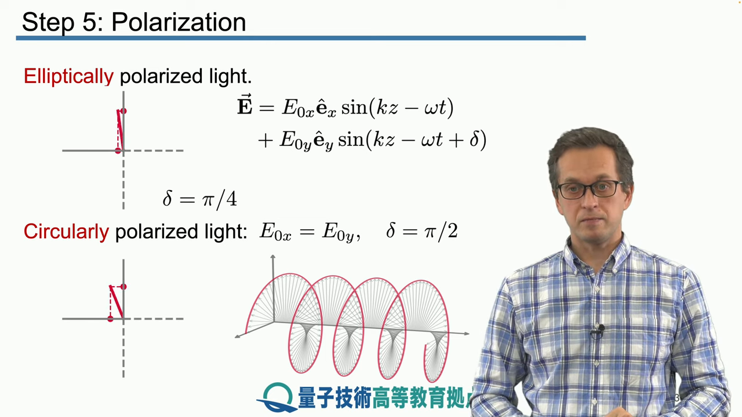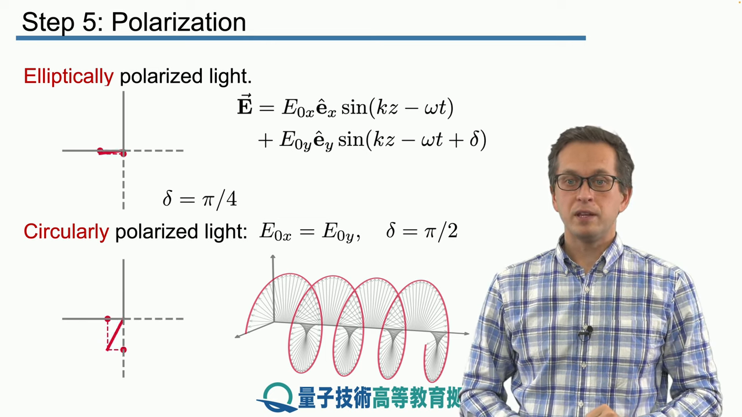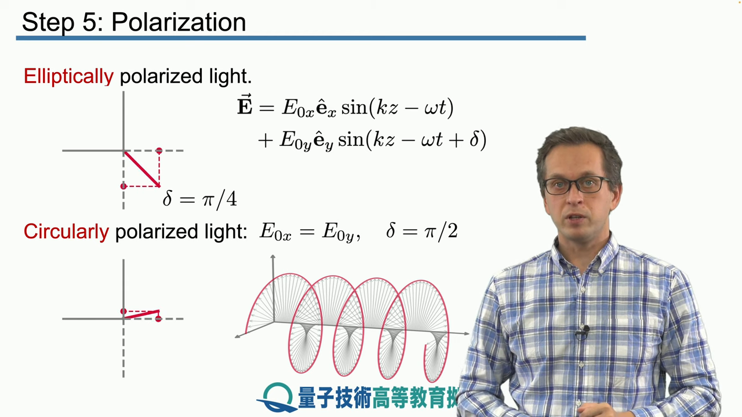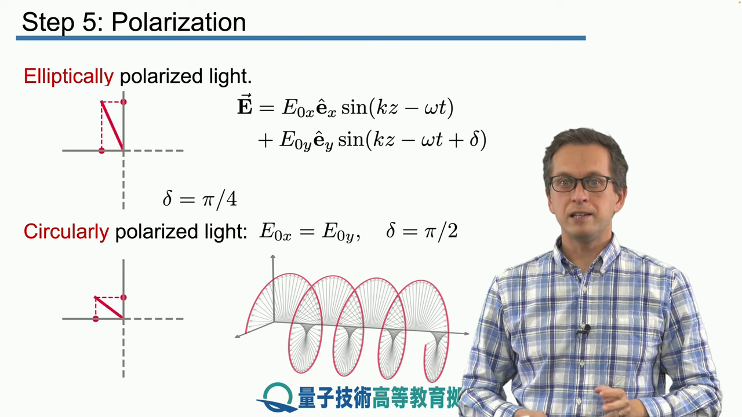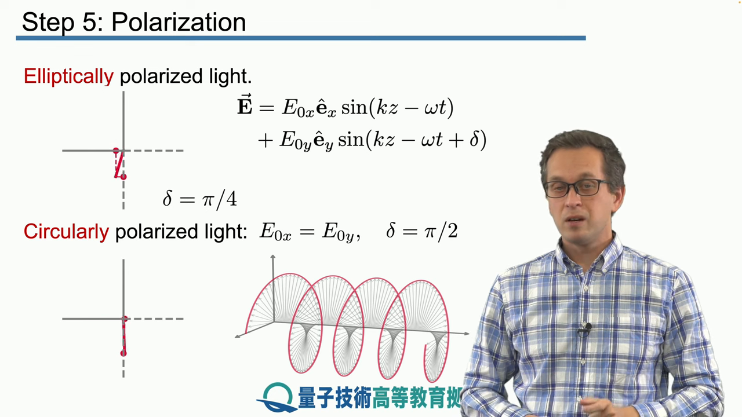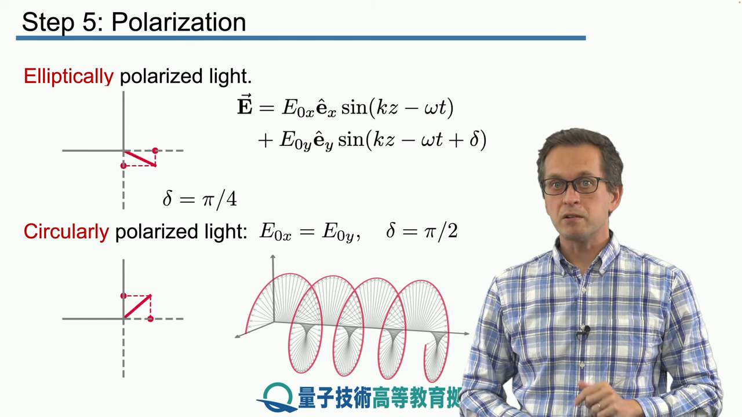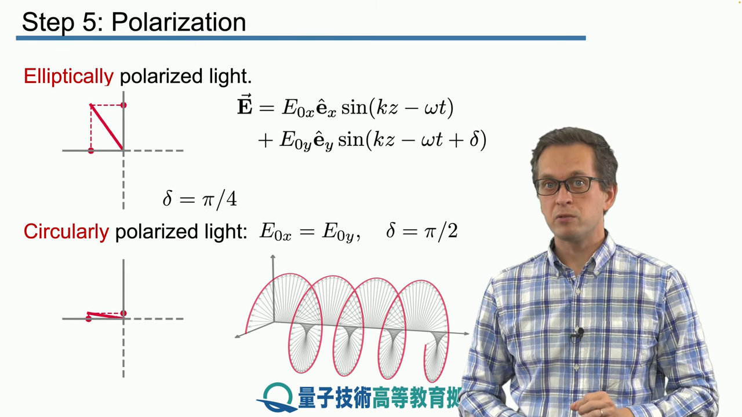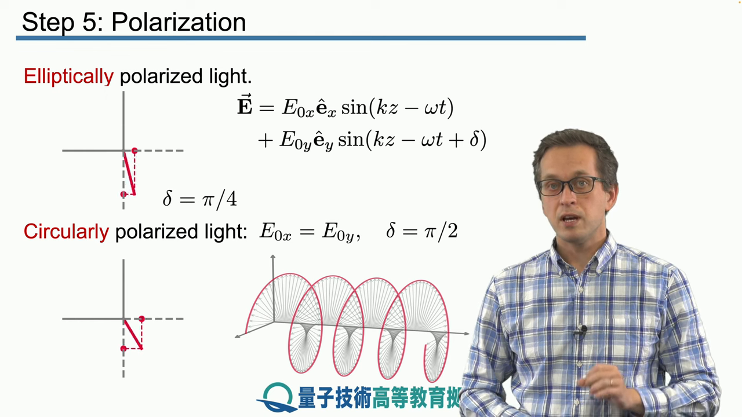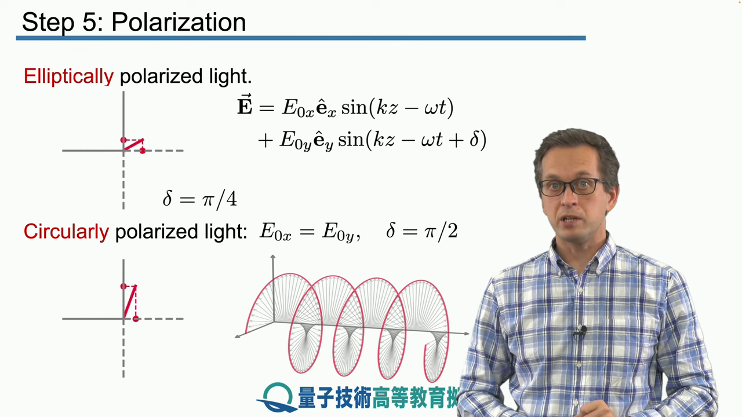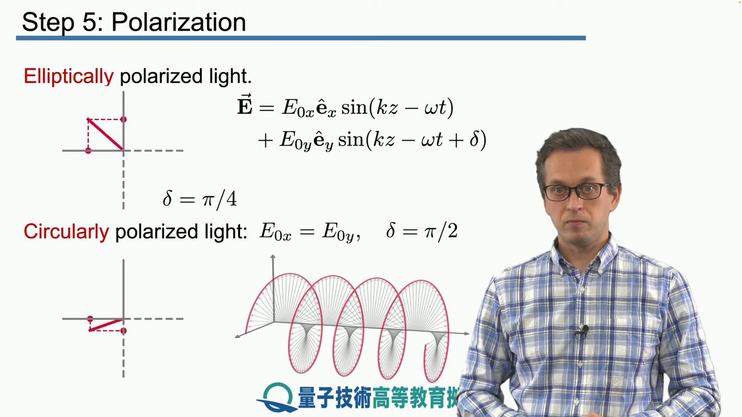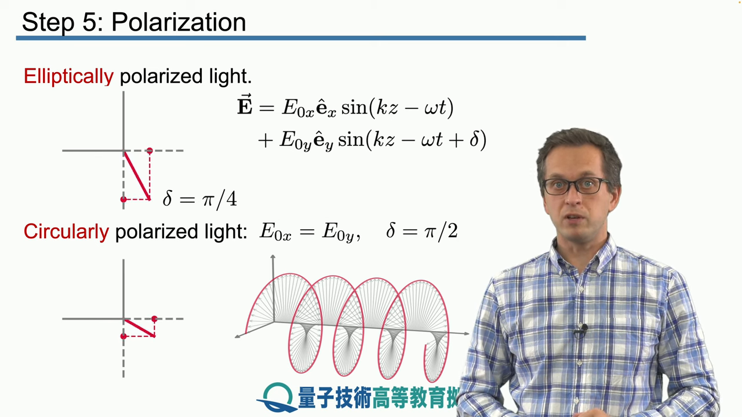You may think, why are we bothering with all these types of polarizations? Isn't linearly polarized light enough? We will see that elliptically and circularly polarized light are actually very useful in quantum technologies and in quantum communication, in particular in the following module. So please don't forget what we have learned in this lesson.